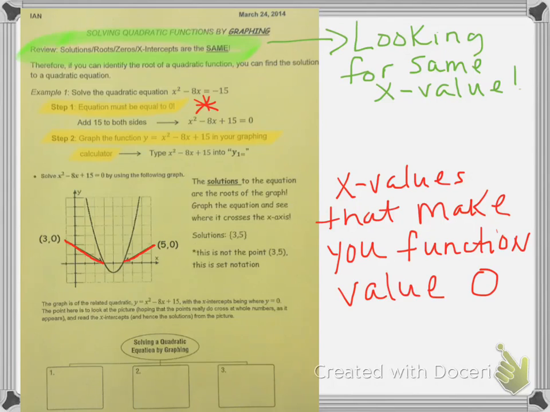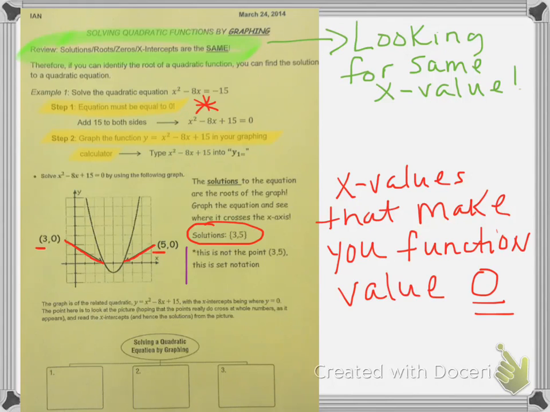Again, look at the point 5, 0. Your domain or x value is 5, and your y value or function value is 0. The x values that make your function value 0 are 3 and 5. Therefore, those are the solutions to this quadratic equation.